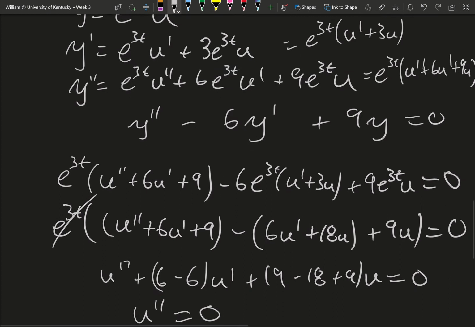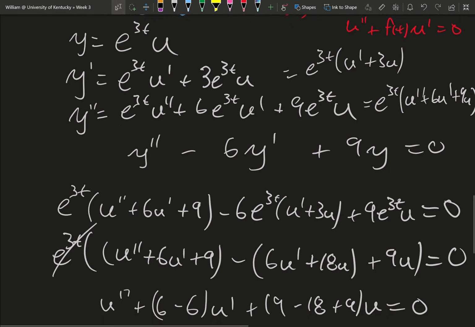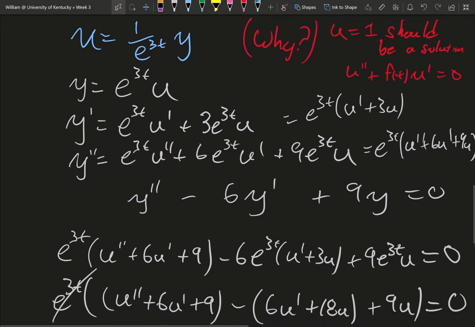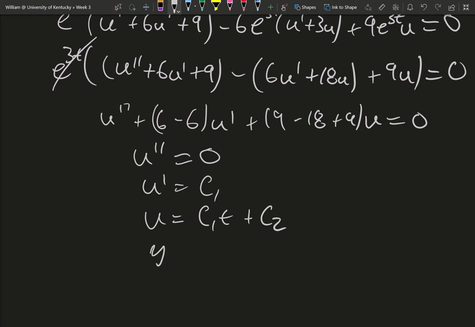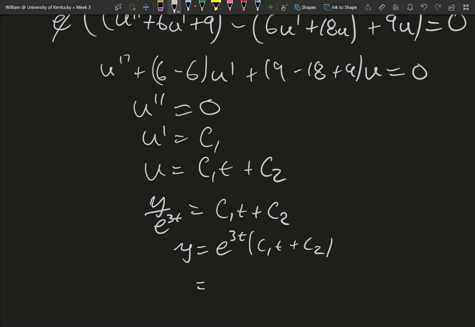And now we're almost done. Remember that u is y over e to the 3t. So y over e to the 3t equals C1 t plus C2, which just tells us that y equals e to the 3t times C1 t plus C2, or C1 times t e to the 3t plus C2 times e to the 3t.